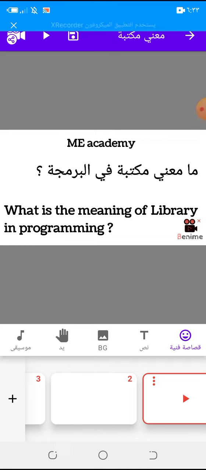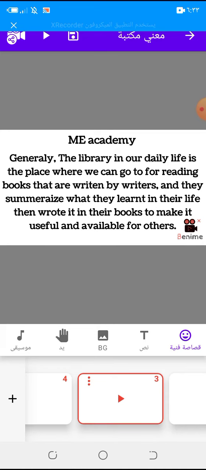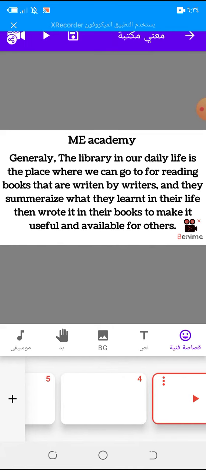Today we will talk about library in programming. What is the meaning of library in programming? Generally, the library in our daily life is the place where we can go for reading books that are written by writers, and they summarize what they learned in their life, then wrote it in their books to make it useful and available for others.